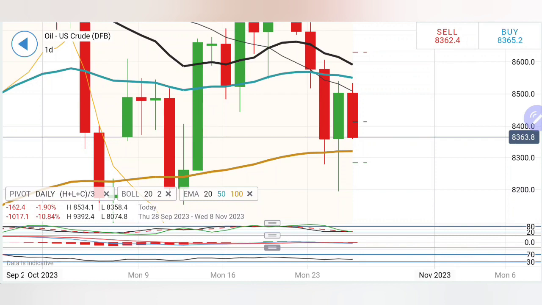Below 82.8 is further bearishness, and then my favorite 82.4 and 82 levels will be seen. If it stays below 82, then the bears are going to take over. Take your trades accordingly. Trade with a stop loss and a trailing stop loss.